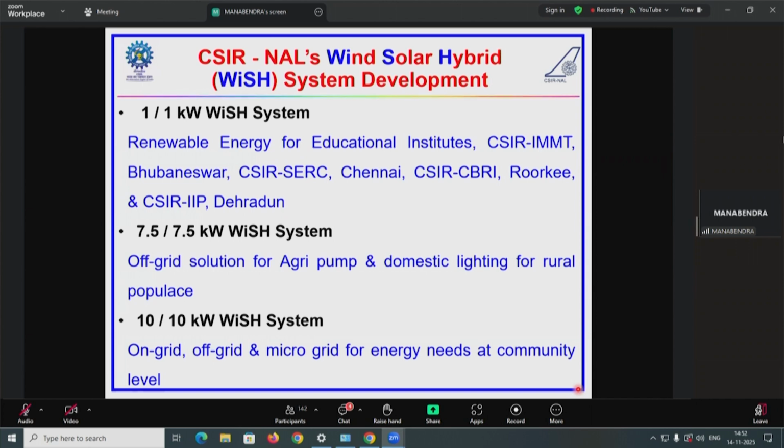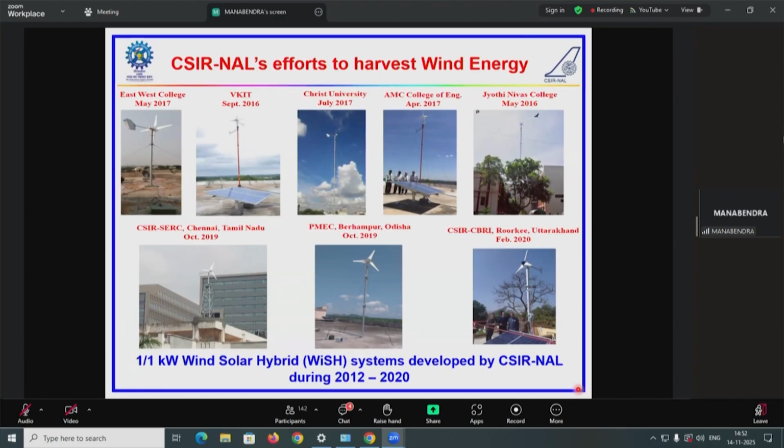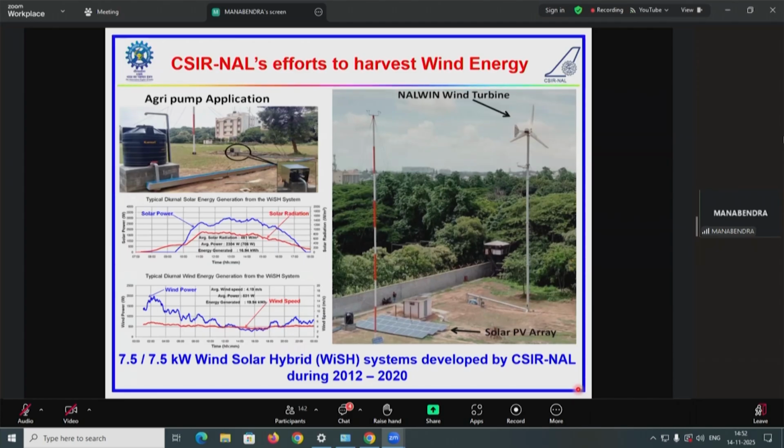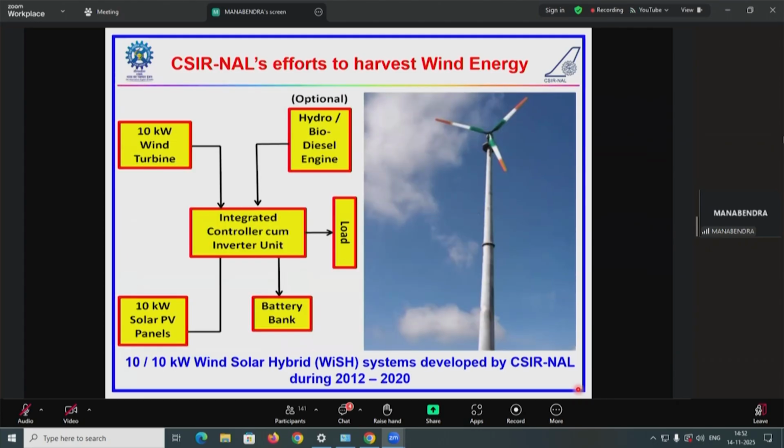So the first one was a 1 kilowatt system, which is given as a technology infrastructure to the educational institute. Here you can see some of these installations across Bangalore as well as across India and even in our sister labs, SCRC and CBRI. And then the second prototype, that is the 7.5 and 7.5 kilowatt wind solar hybrid system, was targeted for agri pump application in a standalone manner. And the third class was the 10 kilowatt by 10 kilowatt wind solar hybrid system, which was targeted at catering to the energy needs at a community level in a rural hamlet where weak grids exist, or the availability of the grid is not so frequent. We often have power cuts over there.